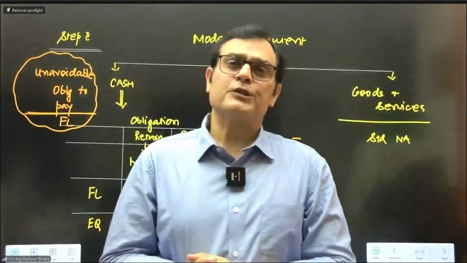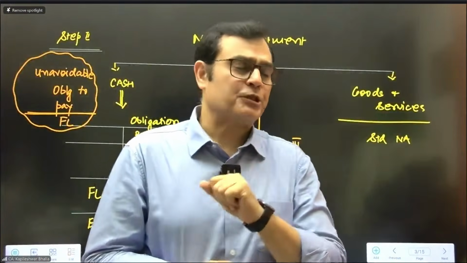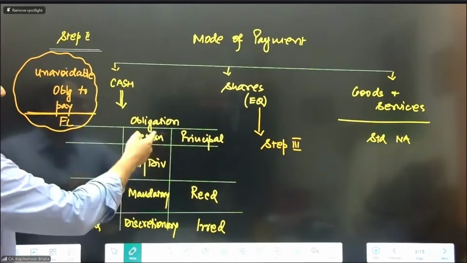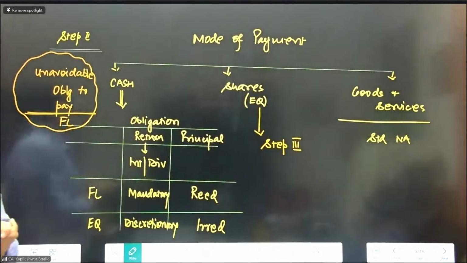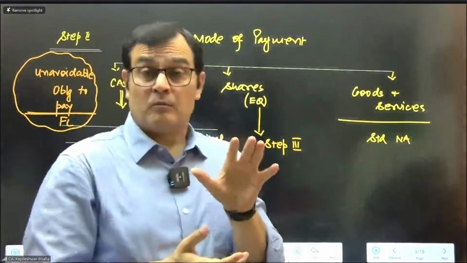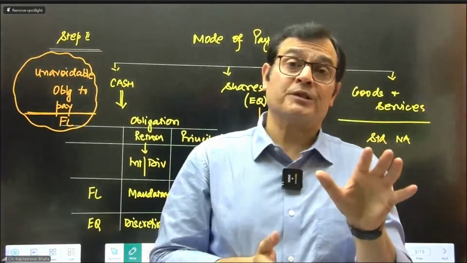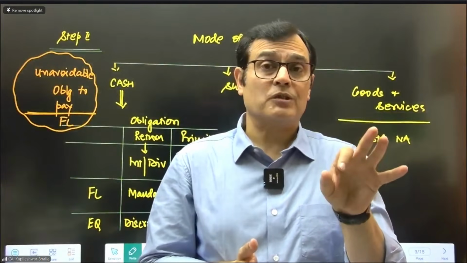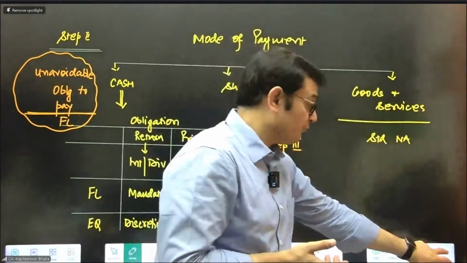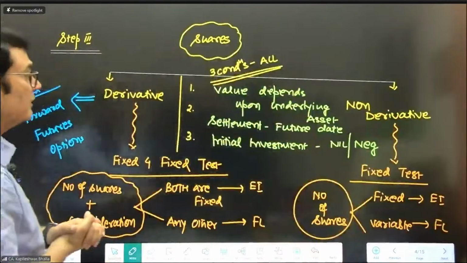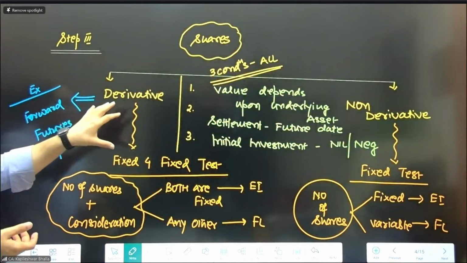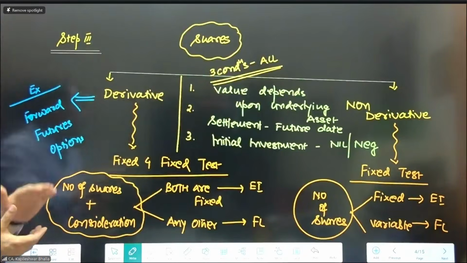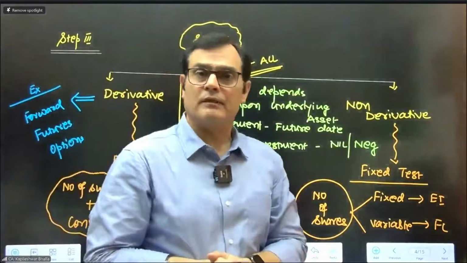The second focus is on the mode of payment. If it is cash, the bell should start ringing: an unavoidable obligation to pay makes it a financial liability, otherwise an equity instrument. Your mode of payment could be cash or shares. If the mode of payment is goods and services, the financial instrument standard does not trigger. And if it is shares, the focus is first on derivative or non-derivative. To decide derivative, we've got those three parameters. If all three parameters are present, it becomes derivative. Any one parameter missing, it's non-derivative.